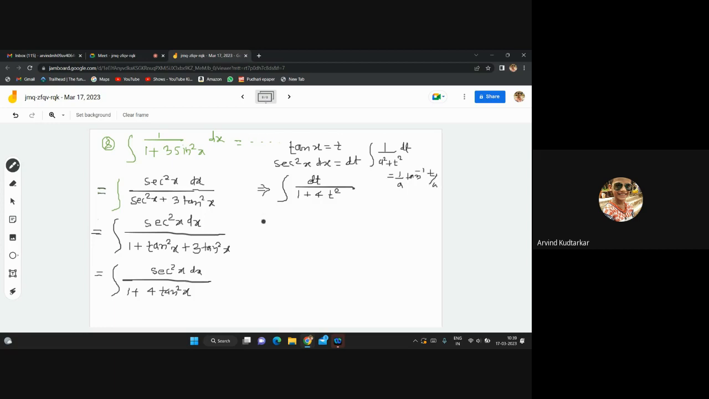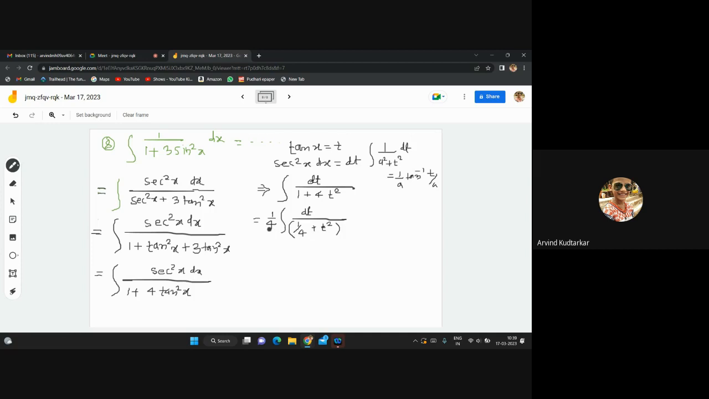Okay. So here what do we need? You want the unit coefficient of t square. And how do you get that unit coefficient of t square? So take 4 as common. So 1 by 4 times integration of dt upon, if you take 4 common from this, what will remain is 1 by 4 plus t square. And 4 is a constant. We have taken it outside of the integral.